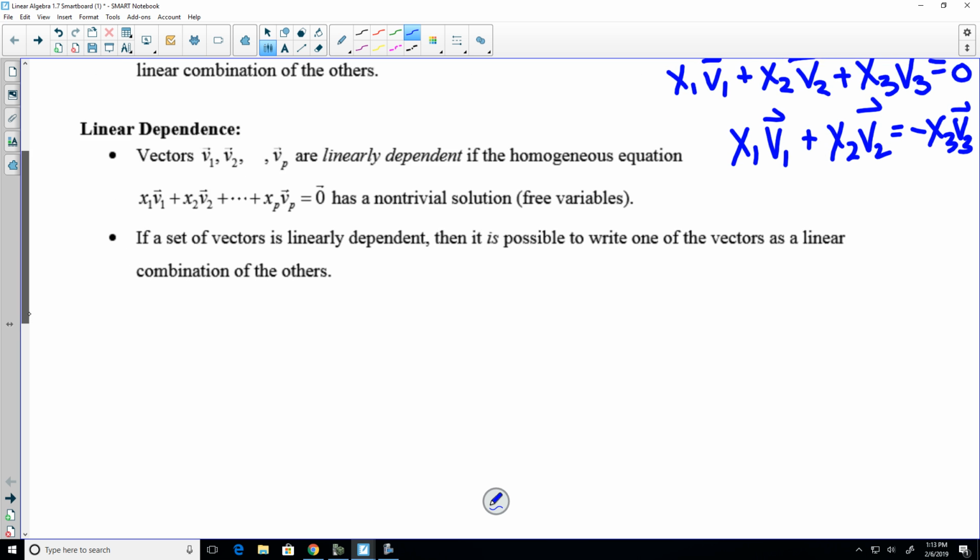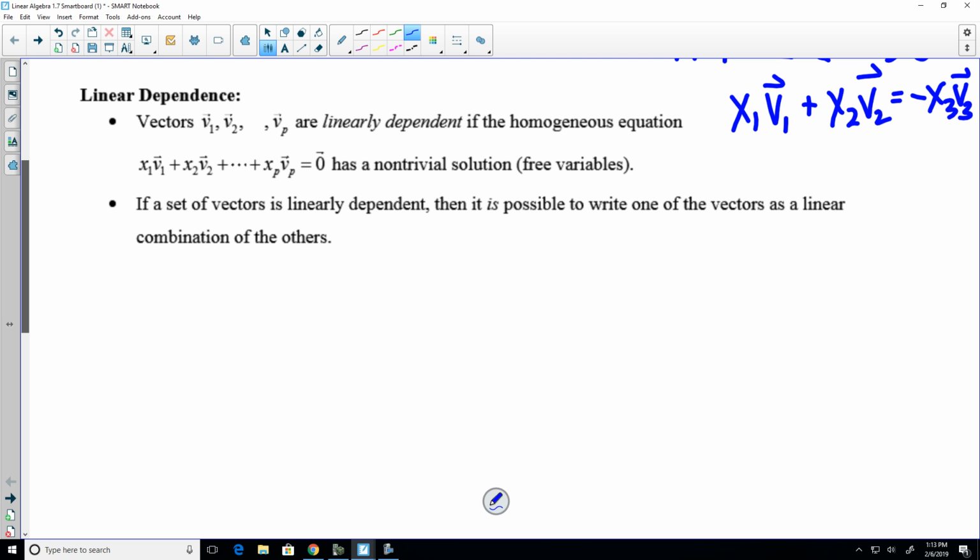And then linear dependence means that they're not independent. Okay? So it means that you do have non-trivial solutions to the homogeneous equation. So it means you do have free variables. If you solve a system and you have free variables, that means you have non-zero solutions. And if a set is linearly dependent, then it is possible to write at least one of the vectors as a linear combination of the others. You may not be able to do all of them that way, but there's at least one vector in there that you can rewrite as a combination of the other vectors.